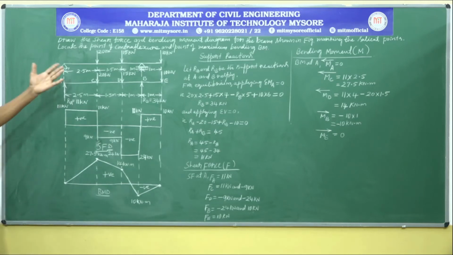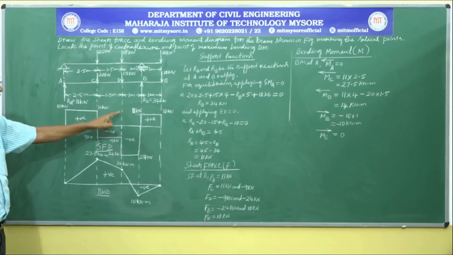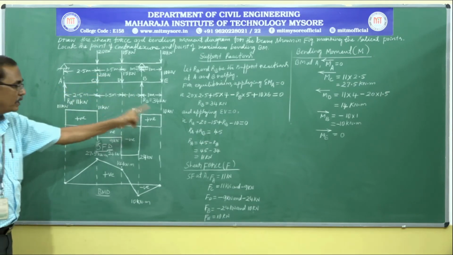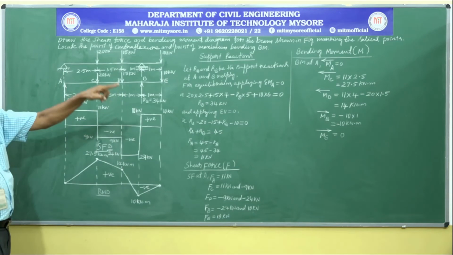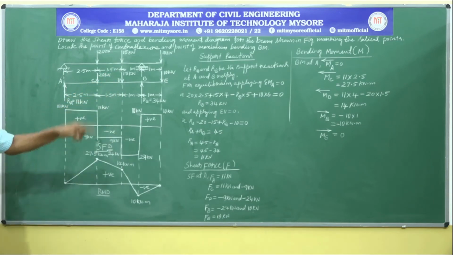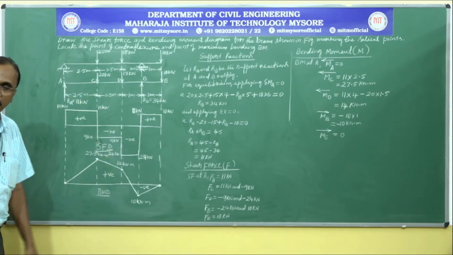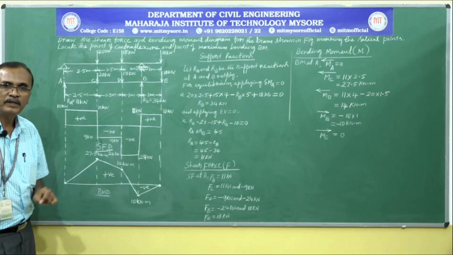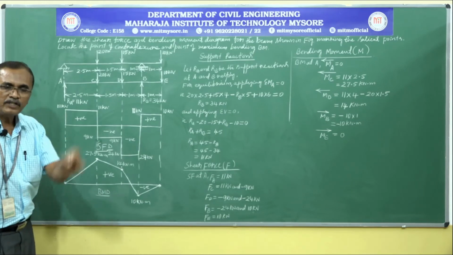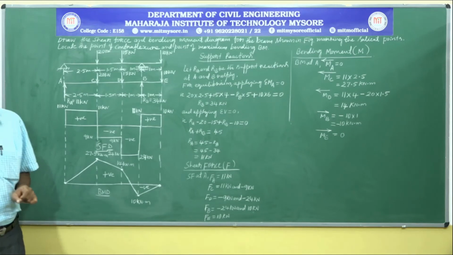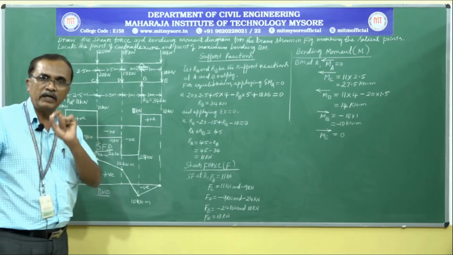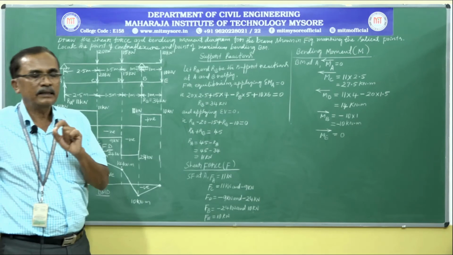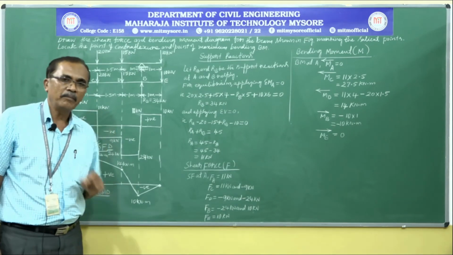So like this we did in the previous problem also. We have calculated support reaction and drawn the shear force diagram, then written the shear force, calculated bending moments, then drawn the bending moment diagram. One point we discussed in the previous problem, that wherever shear force diagram changes its sign from positive to negative or negative to positive, there the bending moment is maximum or minimum.